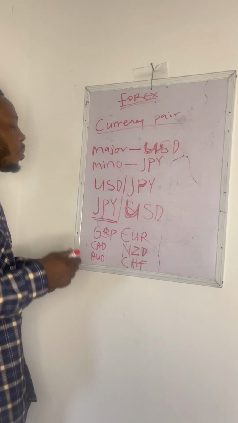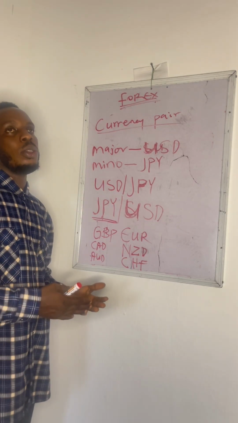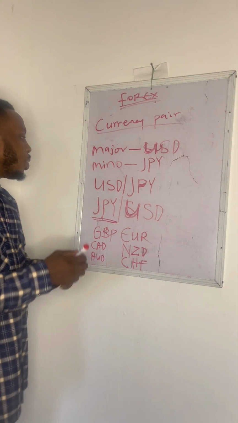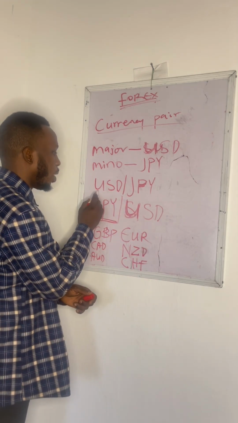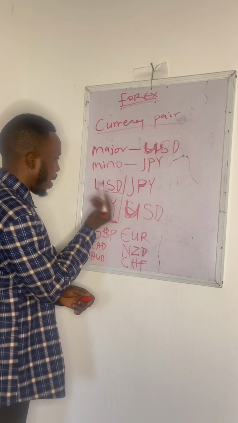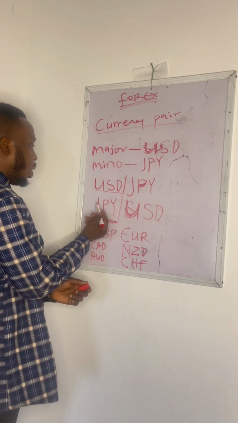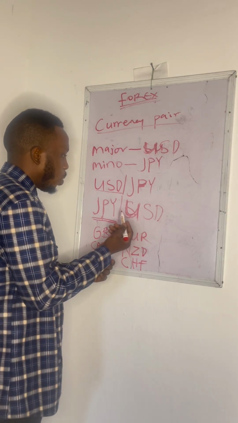For example, let me tell you why we say US is losing its strength or Japanese yen is gaining its strength. When you say US is losing its strength at this moment, we started with US here having the strength of buying against JPY. But here we have JPY having the strength of buying against US. What happened then?